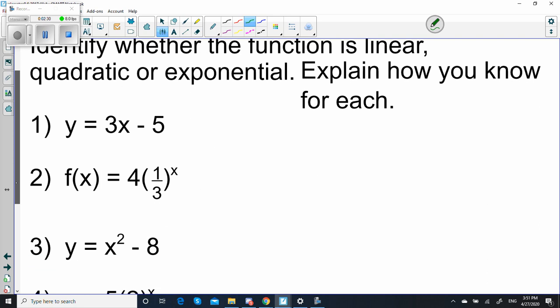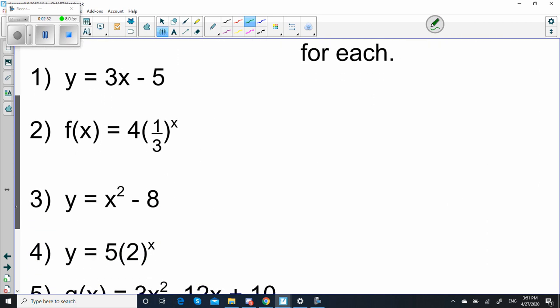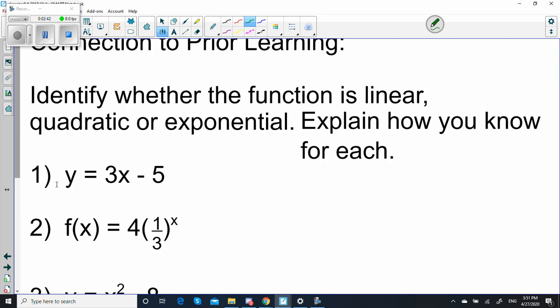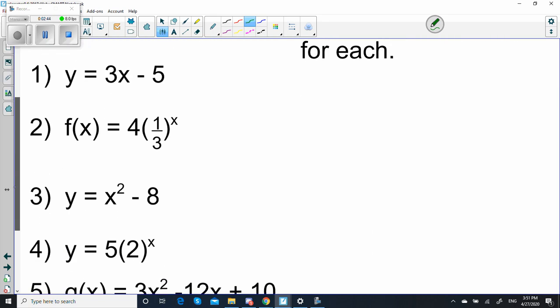Okay, so if we go through these real quick, we should be able to tell whether linear, quadratic, or exponential. And I'd like you to press pause right now and write L for linear, Q for quadratic, and E for exponential to make sure you can recognize what each of these are.